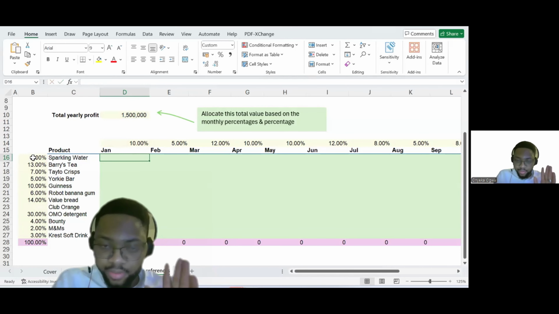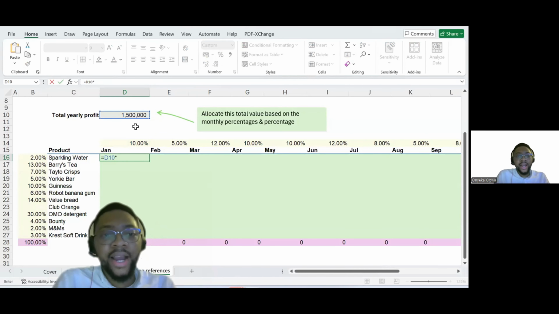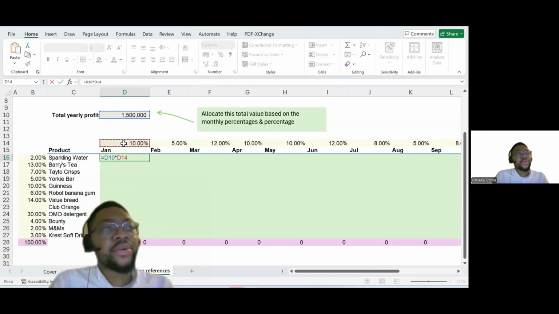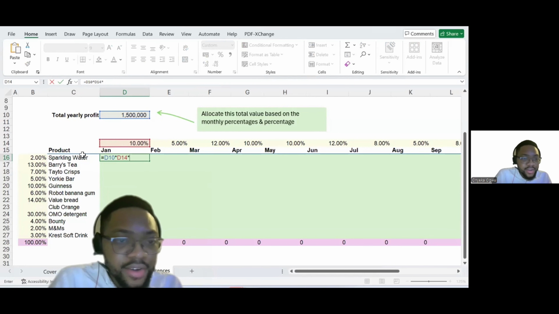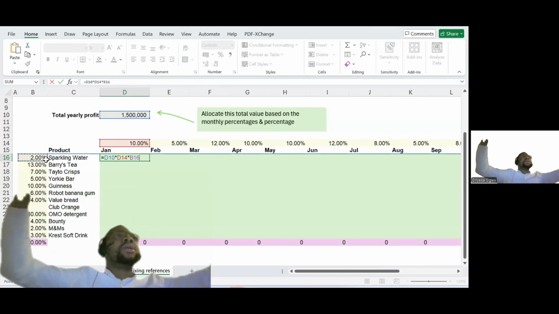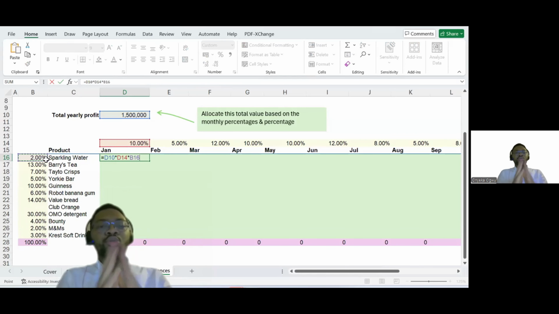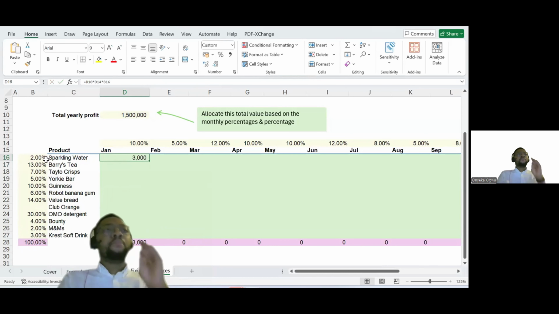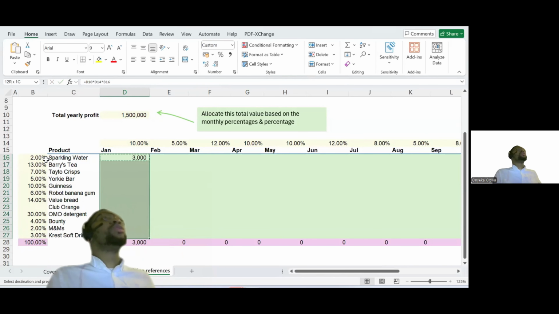So please follow me carefully. The year's profit multiplied by the January figure multiplied by sparkling water. So this is the formula we want to use. I said to start the formula in Excel, use equals to. This is what we want to use. But now, if I use this formula the way it is and copy it, remember I said any formula we are using, we must be able to use it across.